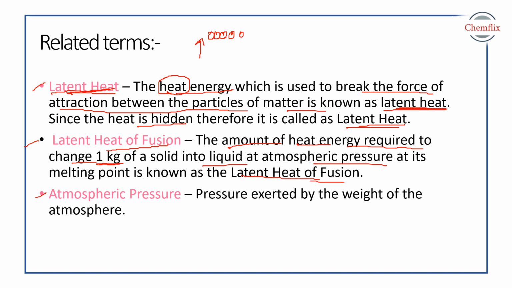All of you, please listen here. Listen calmly. So what is latent heat? Latent heat means the hidden heat. That is the heat energy which is used to break the force of attraction between the particles of matter. And latent heat of fusion is the amount of heat energy required to change 1 kilogram of a solid into liquid at atmospheric pressure at its melting point.